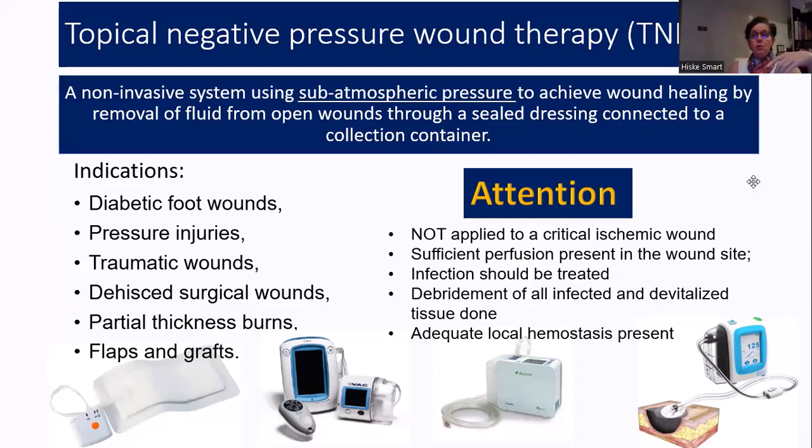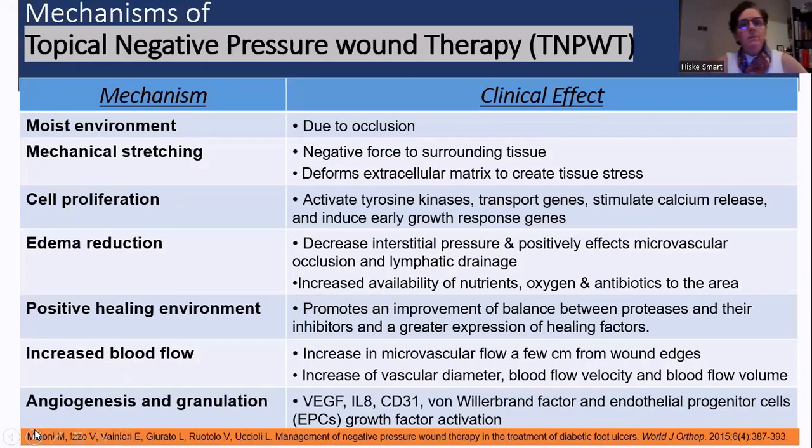So we need sufficient perfusion present at the wound site. Infection needs to be treated, and all infected and devitalized tissue needs to be debrided away. Because we know in non-healable wounds we cannot do very much debridement, because we are making a bigger deficit, negative wound therapy in the non-healable wound will not be an application of choice. And make sure that you have adequate local hemostasis, because the negative pressure can exsanguinate a patient if we are not careful. So what are the mechanisms that are part of this therapy?